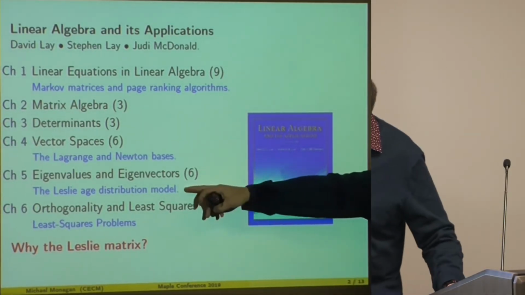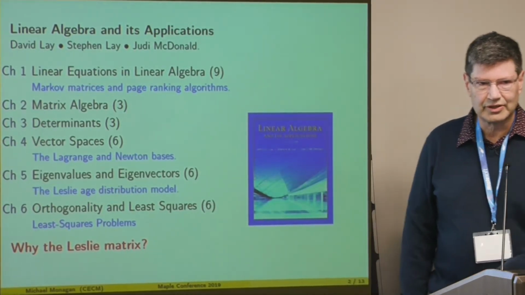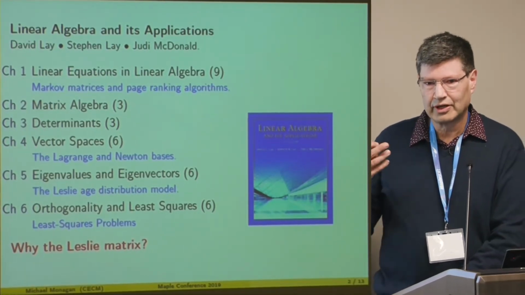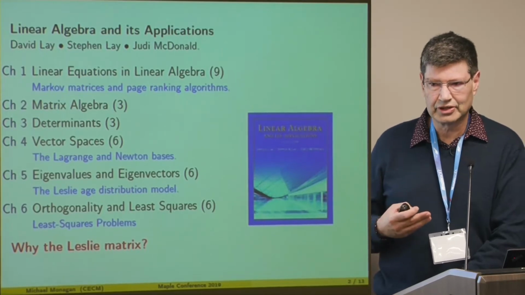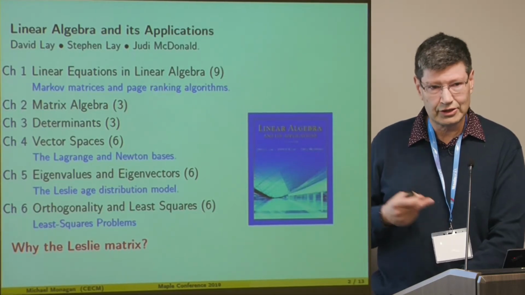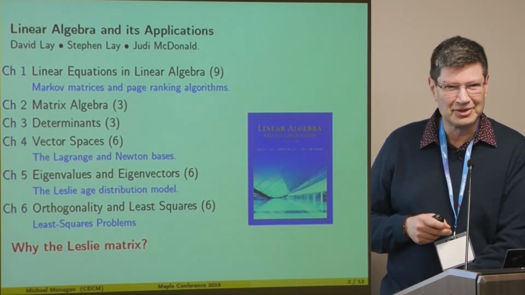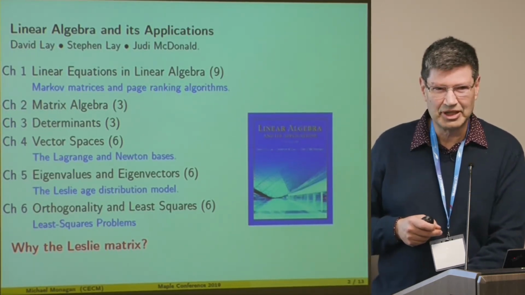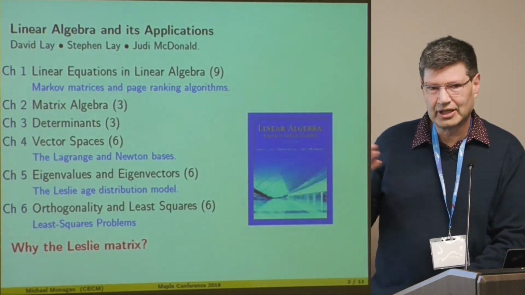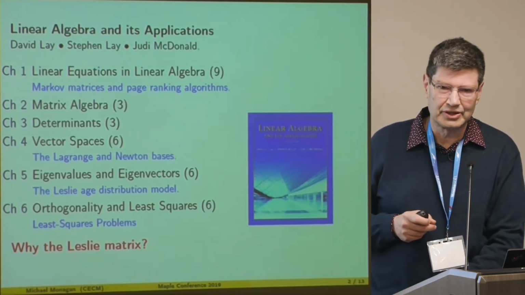So why am I choosing the Leslie age distribution model as the application of eigenvalues and eigenvectors? More linear algebra books have first-order linear systems of differential equations as the application of eigenvalues and eigenvectors. I have 21 linear algebra books on my shelf in my office, and I went through them, and I counted how many cover Leslie matrices, 6, and how many cover the linear systems of ordinary differential equations, and I forget, I didn't count it, but most.